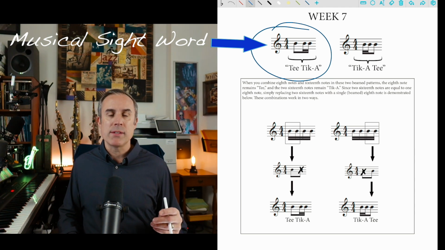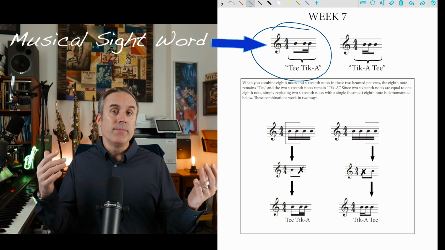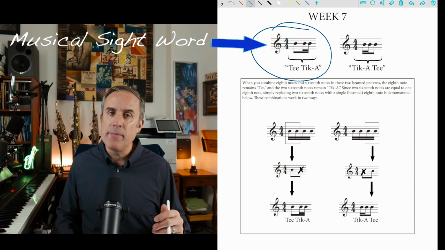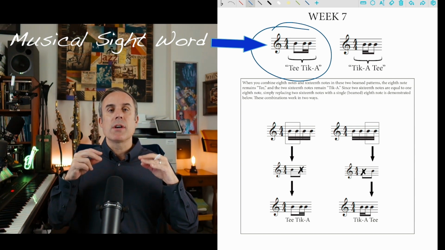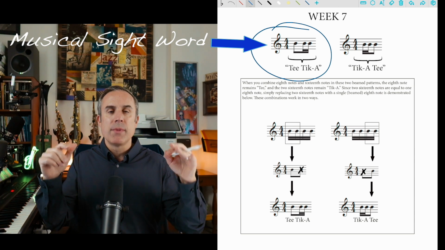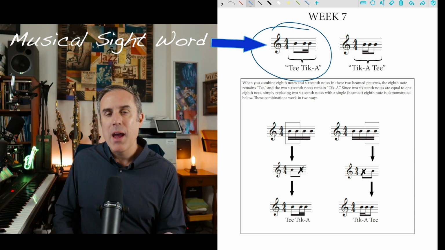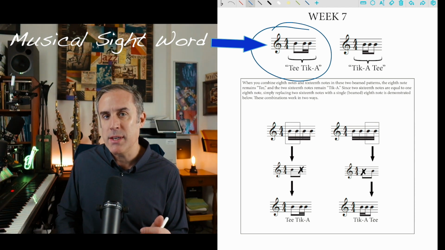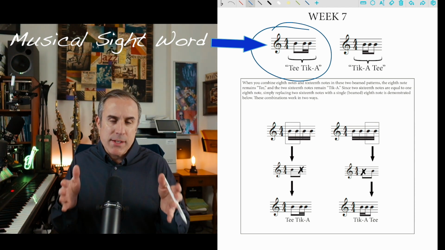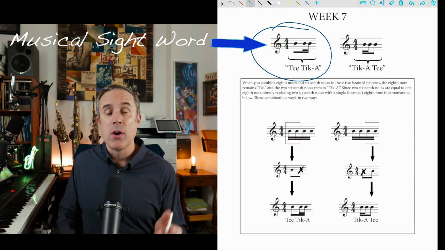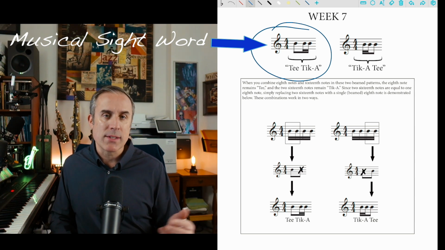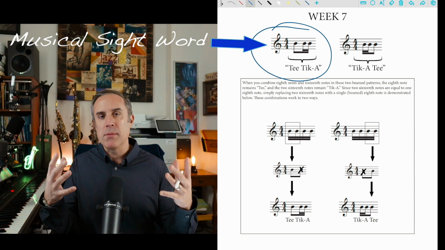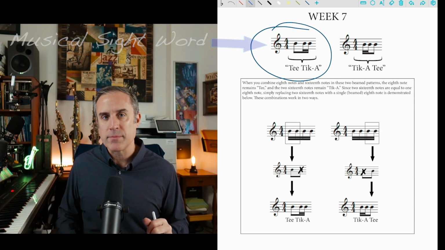And here is what it sounds like. T, Tik-A. And if I had 4 of them in a row, taking up an entire measure in common time, T, Tik-A, T, Tik-A, T, Tik-A, T, Tik-A. It's a very simple pattern. And you shouldn't have to phonetically, per se, sound it out when you see it. That's the whole idea of instantly knowing what it sounds like in common time when you see it. And we think of it as a musical sight word. So that's where we have the single eighth note beamed to 2 16th notes.